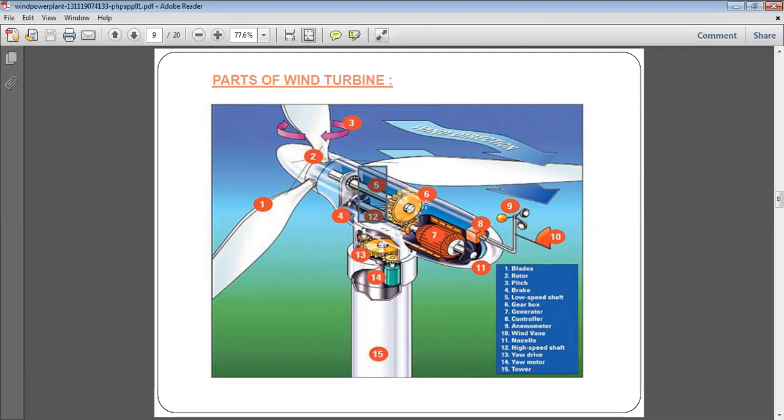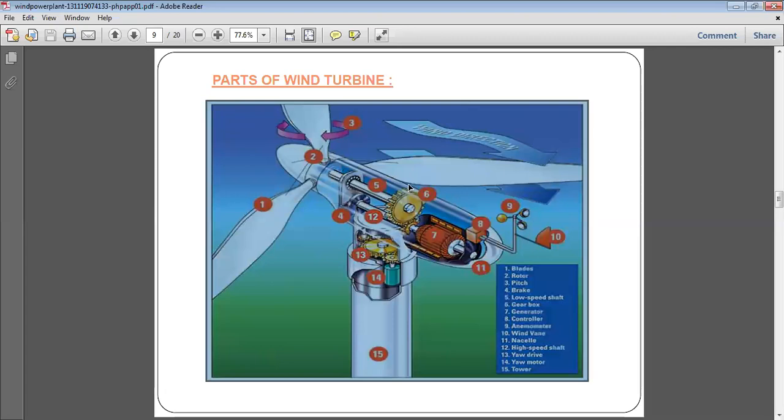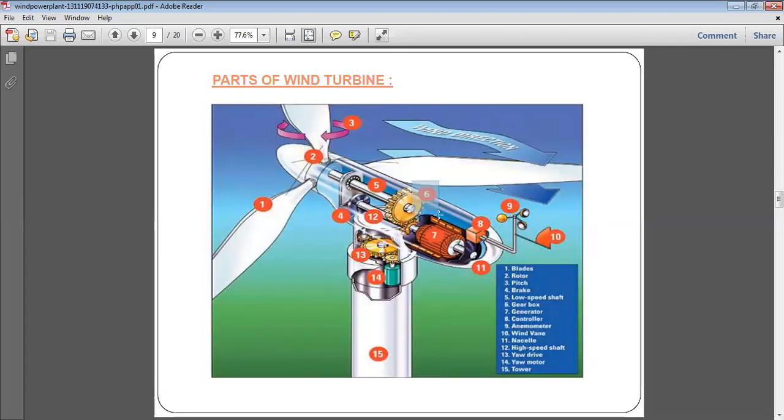Then sixth is the gearbox, which is connected to the low speed shaft. The gearbox is basically to reduce or increase the speed, so that gearing is used to use the wind in a controlled manner. Then seventh is the generator. It is connected to the main shaft. This is the main shaft, connected to the generator.